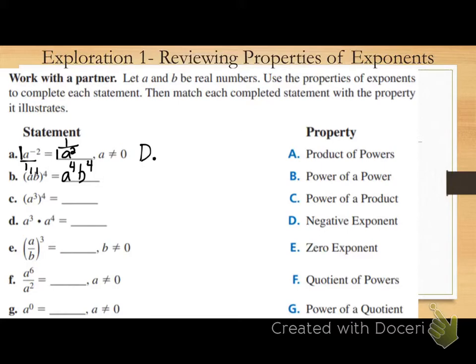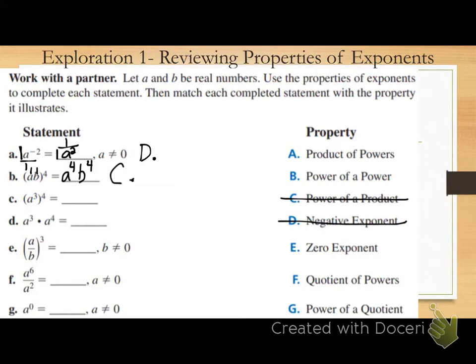Okay. So what is this property? C. It's power of a product. I've got a product inside my parentheses. My product is raised to a power. So it's power of a product. So I've used C, I've used D. Does that make sense why it's power of a product? I guess so. Okay.